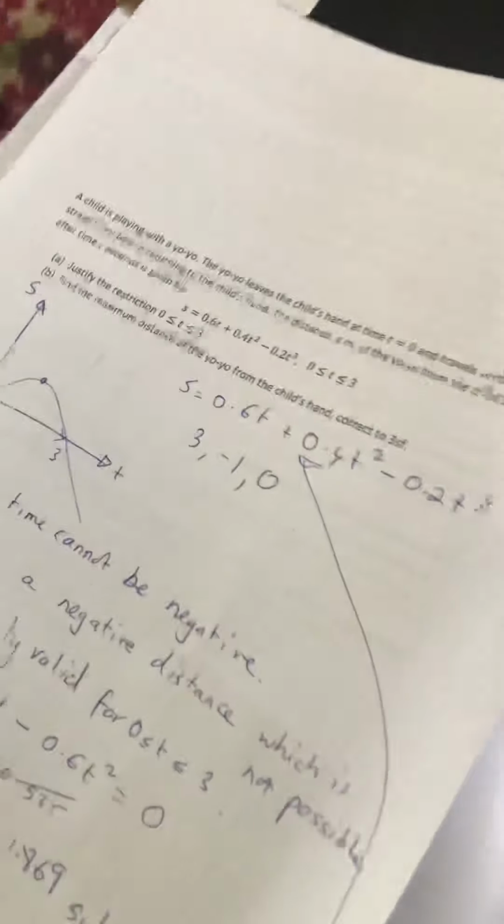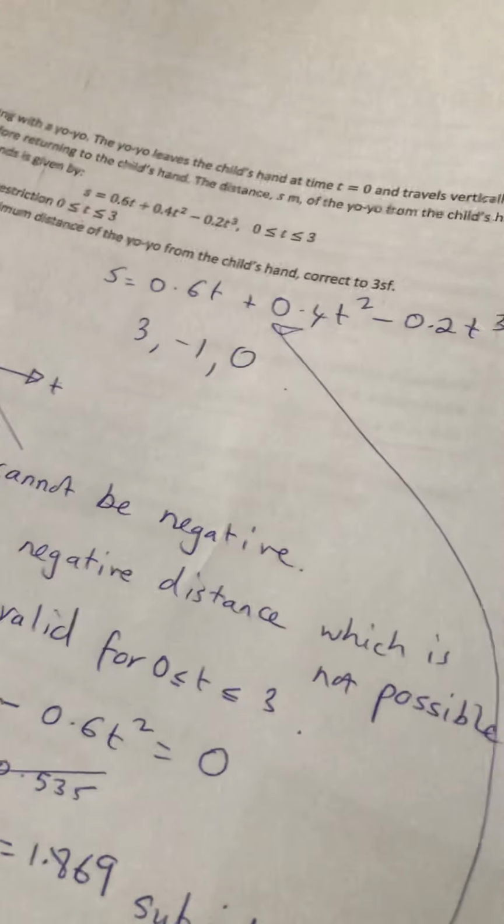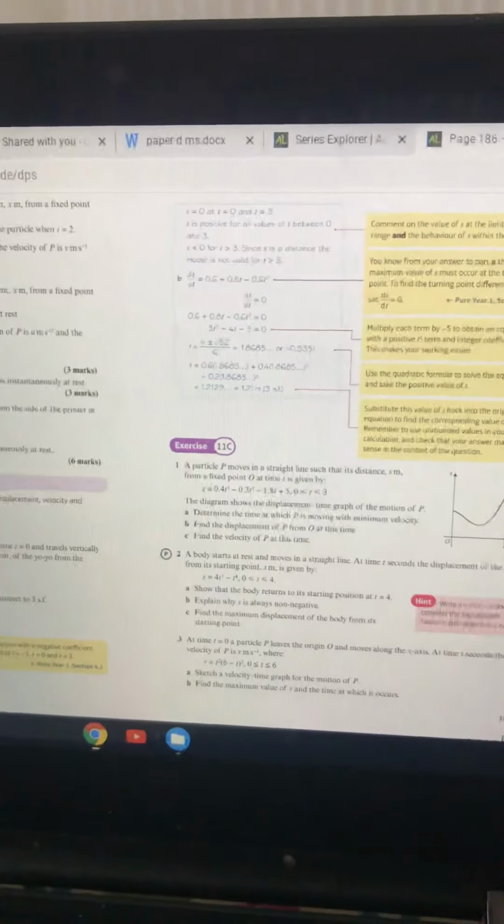Okay. So once you've done this example, I would like you to go to page 187 in the Year 1 Stats Mechanics book and work through exercise 11C. Okay, and we'll stop there for today.